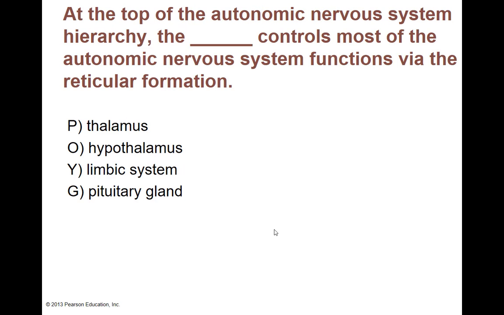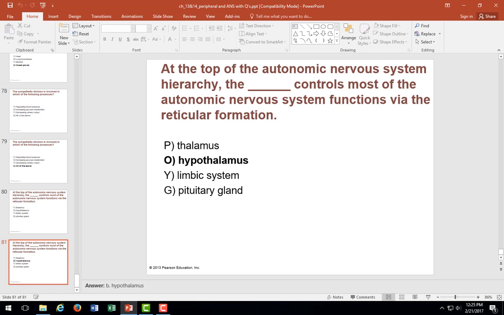And the last one, at the top of the autonomic nervous system hierarchy, what controls most of the autonomic nervous system? It's who's the boss? Yes, the hypothalamus is what's really controlling that autonomic nervous system.